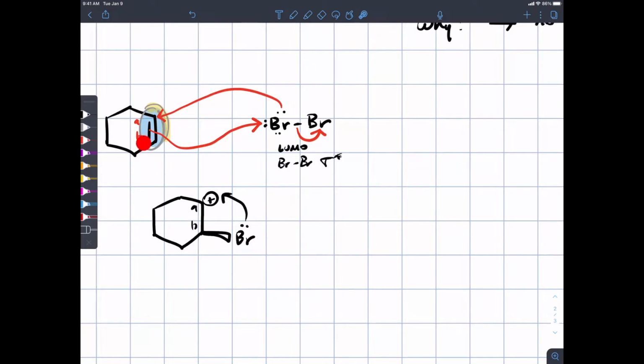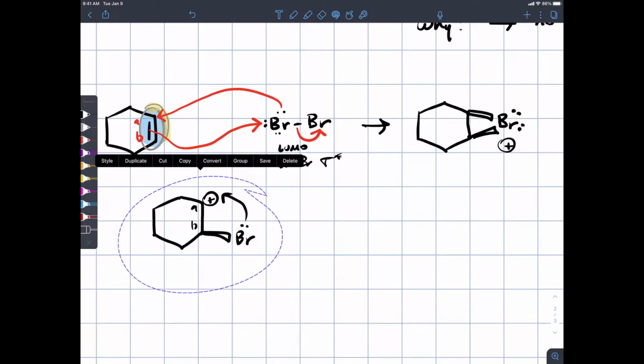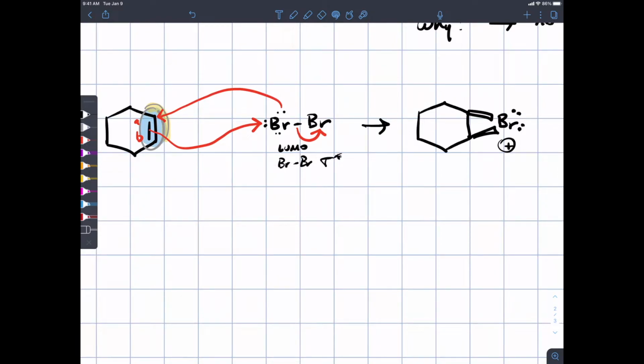Instead, we form a bond between carbon B and bromine at the same time as we form a bond between bromine and carbon A. And we can't actually tell which of those two bonds comes from the pi electrons and which comes from the lone pair on bromine. All we know is that we get this intermediate, which has a positive formal charge on Br. Okay, questions about that? It's a concerted reaction.